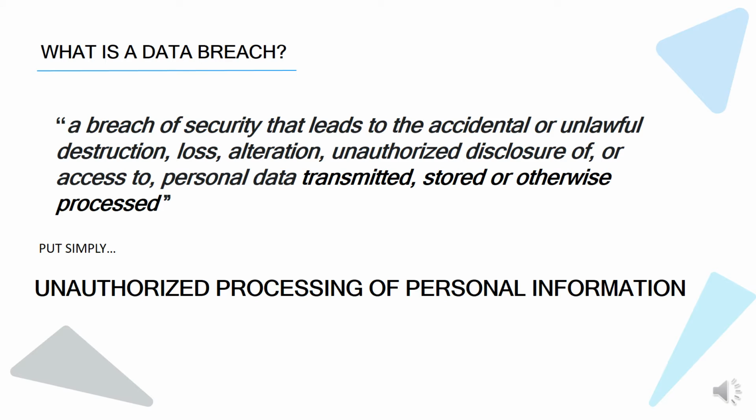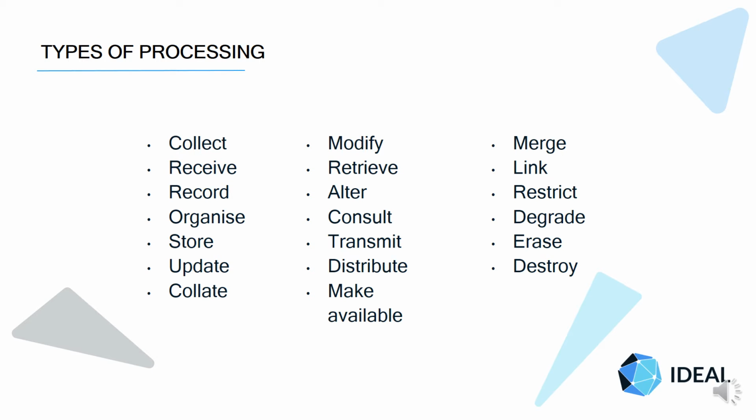One definition is a breach of security that leads to the accidental or unlawful destruction, loss, alteration, unauthorized disclosure of, or access to personal data transmitted, stored, or otherwise processed. A much simpler way of explaining this would be: a data breach is the unauthorized processing of personal information. There are lots of different types of processing, and if you do any of these without proper authorization, this could be construed as being a data breach.